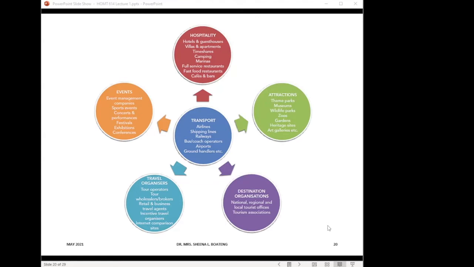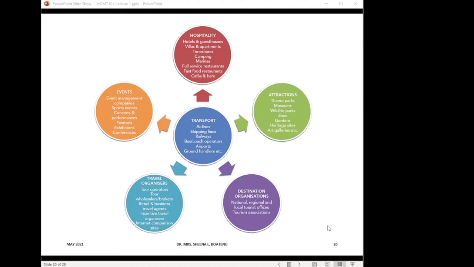Then we have the travel organizers. These are the tour operators, the tour agents, the tour brokers, the travel agents, the internet comparison sites where people go to compare the various trips and destinations. And currently, if I might add, the internet comparison sites are booming because of COVID. They are helping people to have a one-stop shop where they can organize their trips for the best value using just these sites alone.